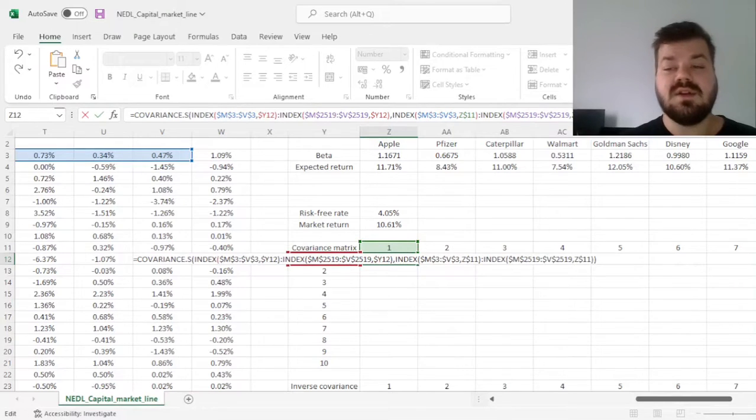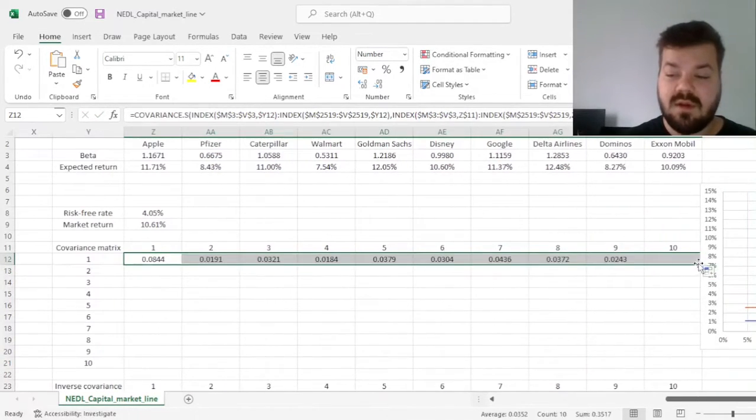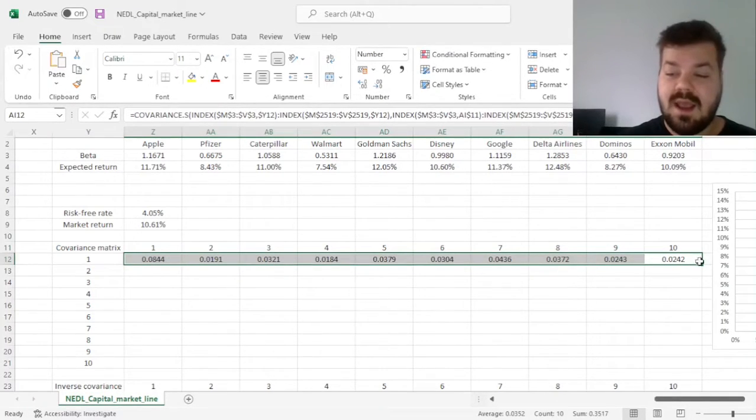And finally, to annualize our covariances as we deal with annualized returns here, we need to multiply by 252, as covariance scales linearly, and there are 252 trading days in a year on average. That allows us to retrieve all of our covariances quite efficiently. Again, we can drag it across and down.